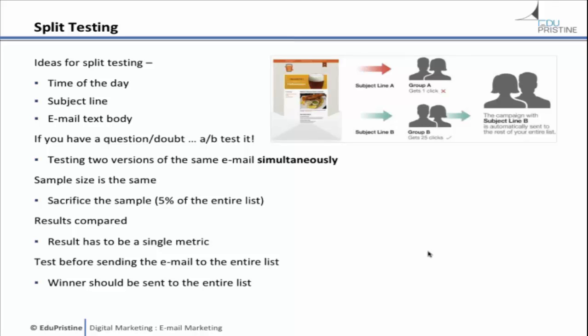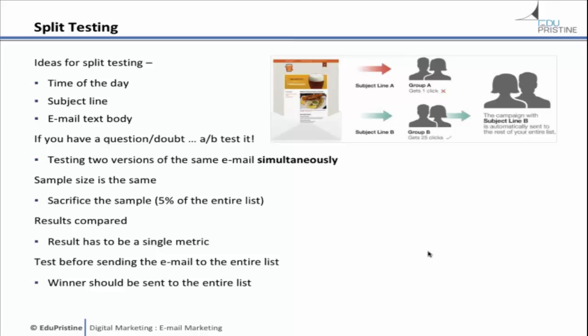So sacrifice a sample. So 5% of the entire list. So again, with this sample, you go ahead and send out different promotions, send out different emails, and then see how it works. And then you compare the results. So result has to be a single metric whenever you're sending out to a sample audience. It has to be a single metric.